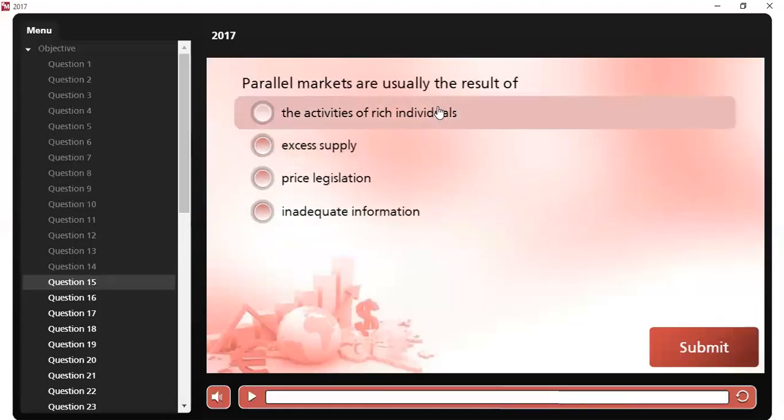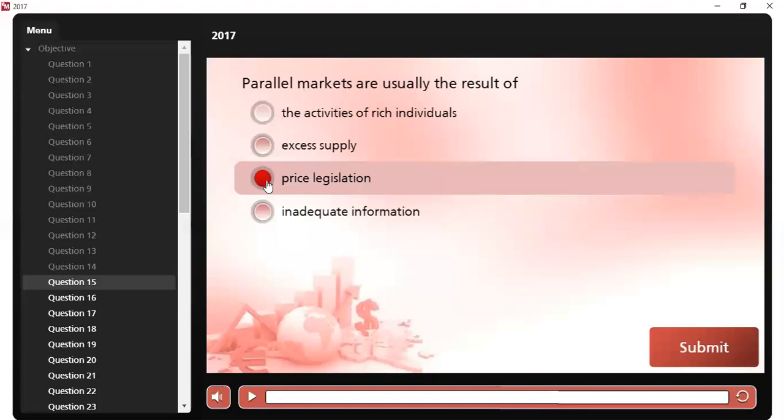Parallel markets are usually the result of what? Now, parallel markets here are markets which trade foreign currencies, stocks, shares, etc., and which run at the same time as a country's own market. So it happens as a result of price legislation. So it has to be option C.